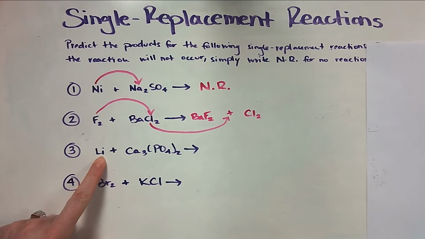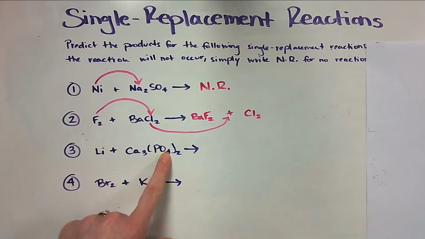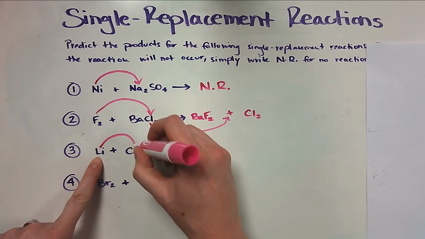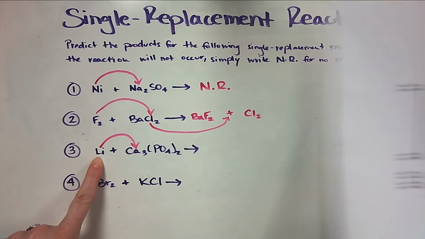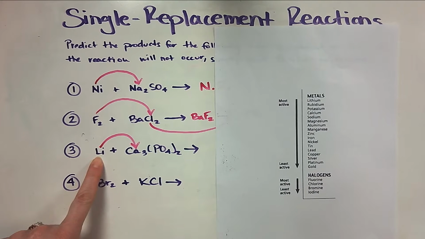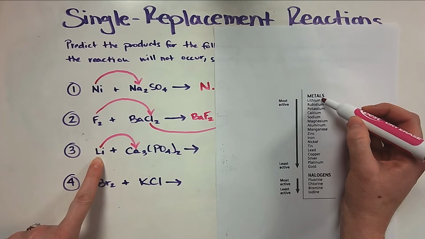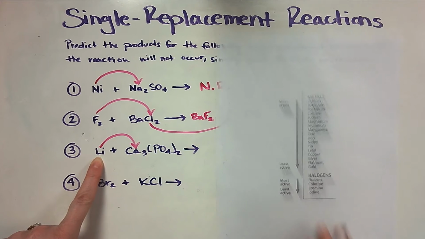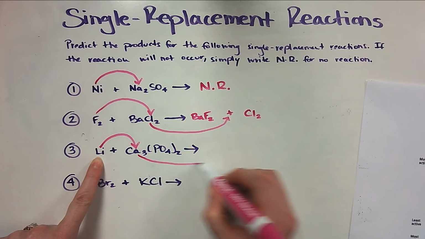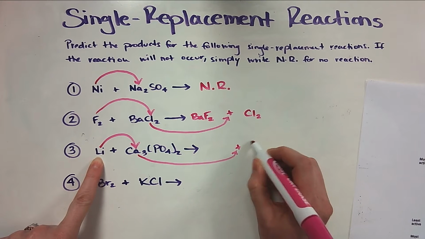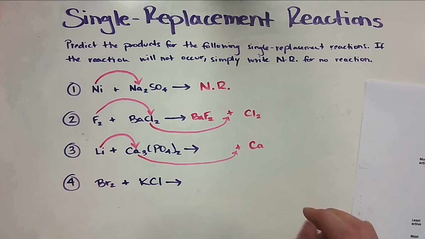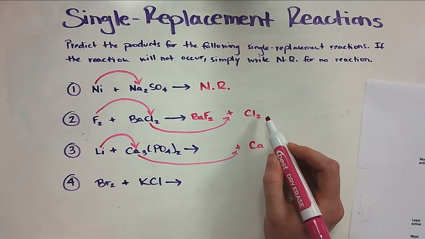Number three, lithium plus calcium phosphate. We're going to see if lithium, which is a metal, can replace calcium. So we're going to locate both of these on our activity series. We have lithium up top and then calcium below. So lithium is more active than calcium, and calcium will be replaced. So we're going to write calcium. Just write its chemical symbol, only if it's in what we call BrINClHOF do you write a little subscript of 2.